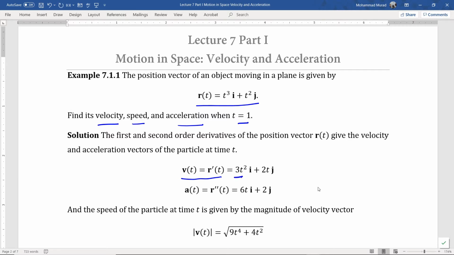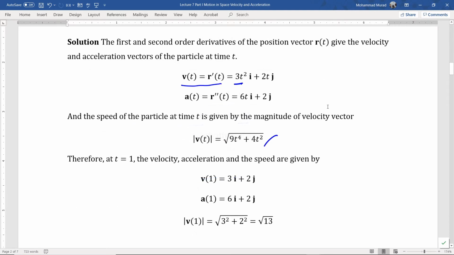And the speed of the particle at time t is given by the magnitude of the velocity vector, which is the positive square root of the sum of the squares of the components of the velocity vector. Therefore, at t equals 1, the velocity, acceleration, and the speed are given by the following quantities.